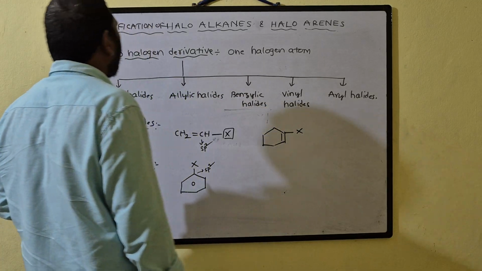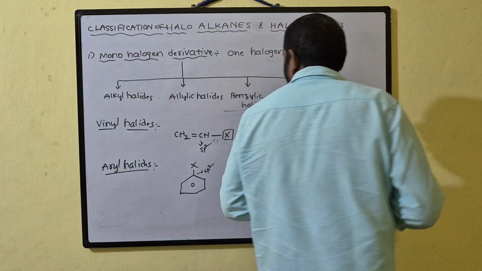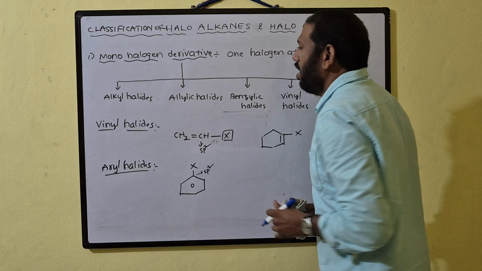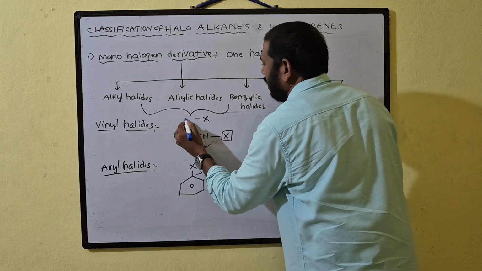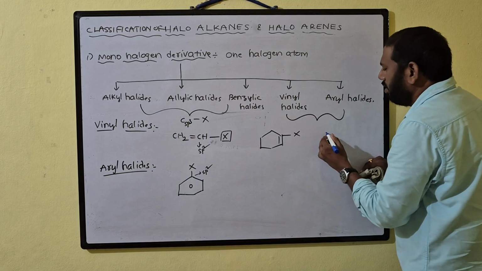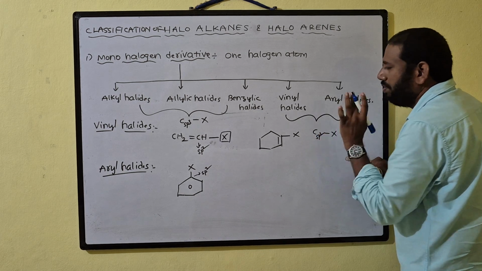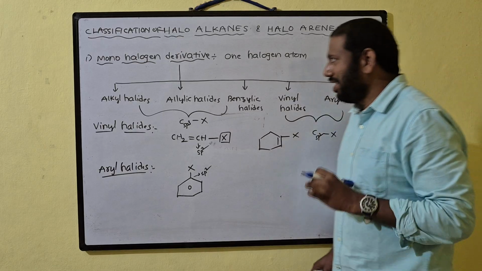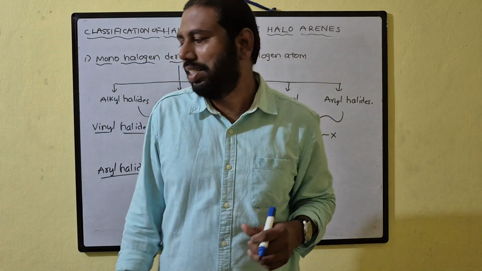the classification of monohalogen derivatives. In these three compounds, alkyl halides, allylic halides and benzylic halides, the halogen is directly attached to an sp3 carbon. In vinyl halides and aryl halides, the halogen is directly attached to an sp2 carbon. Very, very important point. Right. Now we discuss some previous year questions.